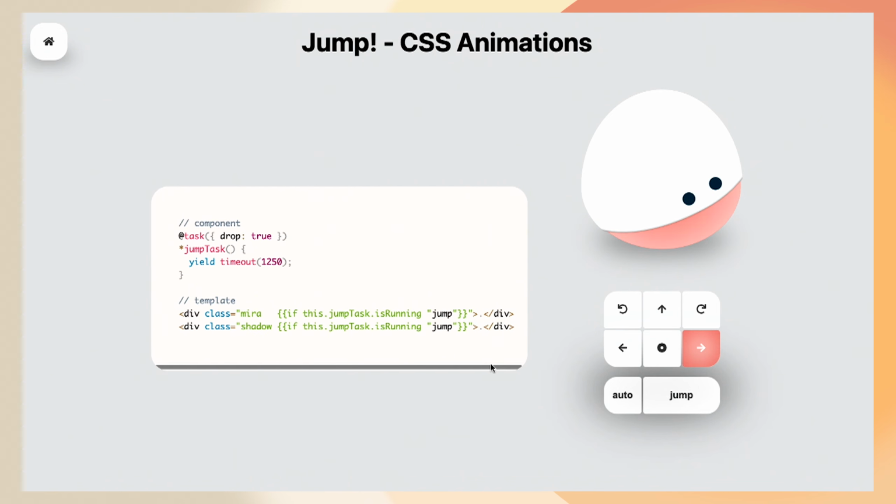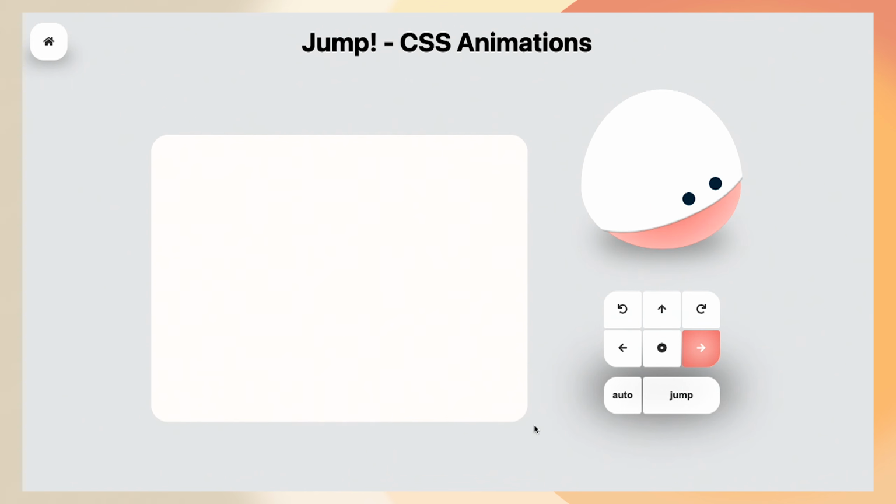Then to handle the jump, we will define another Ember concurrency task, which does nothing but block the execution of another jump while one is happening. So we've defined it as drop, meaning that if a jump is happening, you cannot run it again before it ends. And the only thing it does is wait for the duration of the animation. And we use the derived state of this concurrency task to add a class to Mira and the shadow element.